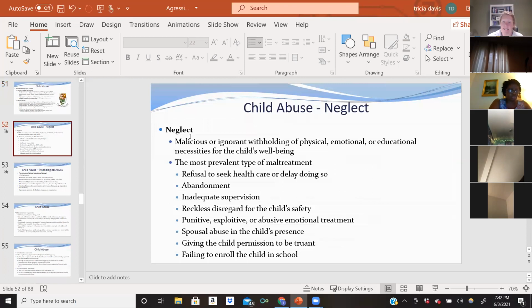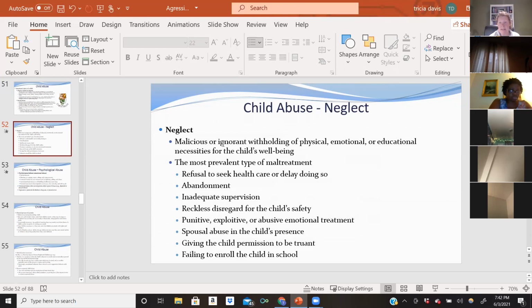We can see neglect. Neglect is a malicious or an ignorant withholding of physical, emotional, or educational necessities that are needed for the child's well-being. The most prevalent types of maltreatment that we see are parents that refuse to seek health care for their children, or they delay doing it.